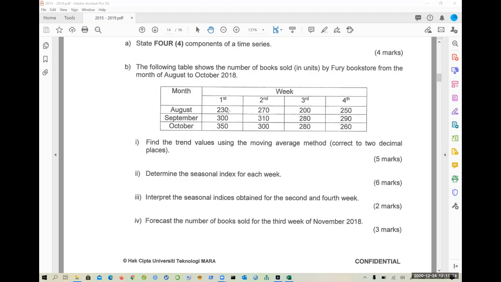Okay, so what you need to do right now is, kalau you tengok dia punya proses kat sini, it is the same thing as what we have done previously. One by one, we have to calculate the trend values and then calculate the seasonal index, interpret the seasonal index, and lastly, you have to do the forecasting. So let's do this in Excel.